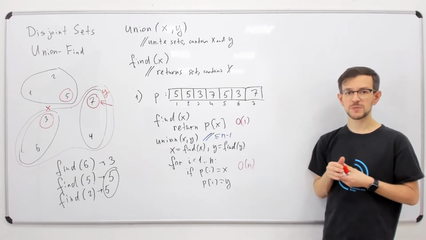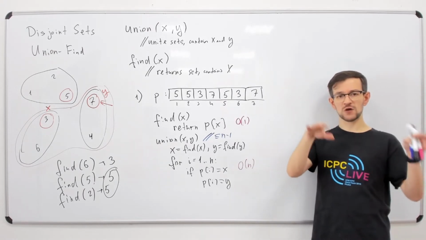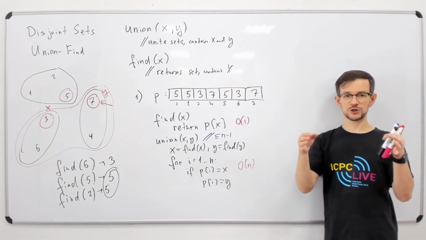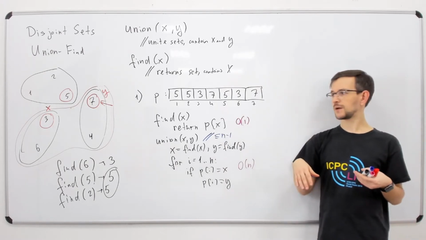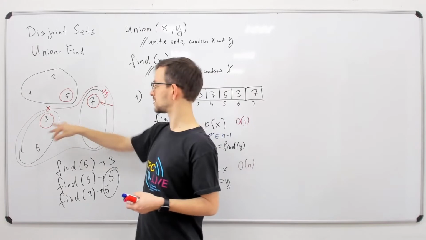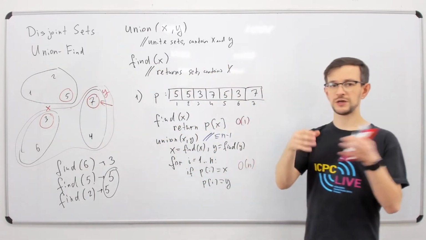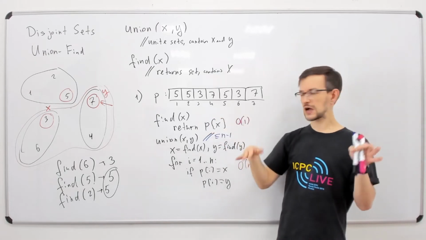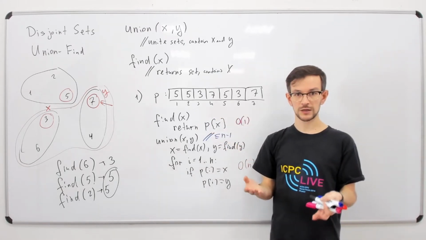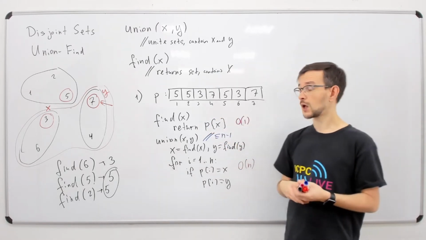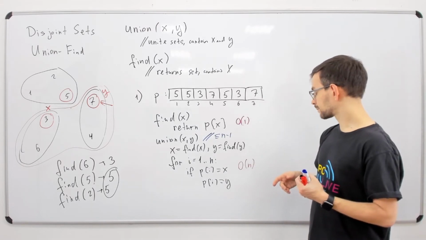Well, that's basically because in the beginning we have n sets, and each union operation decreases the number of sets. So we have one set instead of two sets. So we decrease the number of sets. So in total we'll have no more than n-1 unite operations.